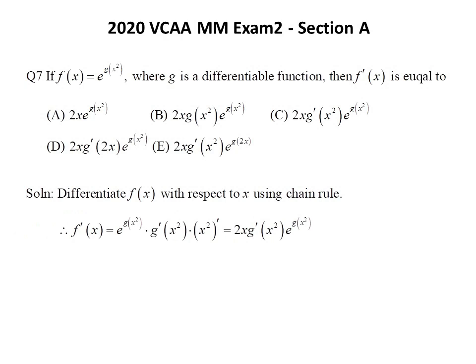Hence, f prime of x equals e to the g of x squared times g prime of x squared times the differentiation of x squared, which equals 2x times g prime of x squared times e to the g of x squared. Comparing it to the 5 given rules of f prime of x, the correct answer for question 7 is C.